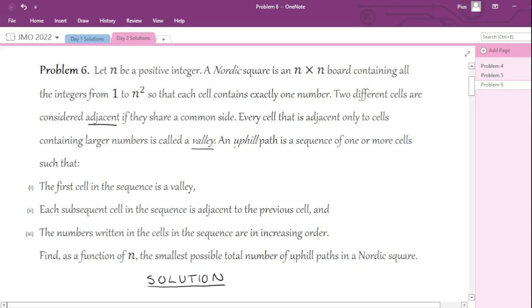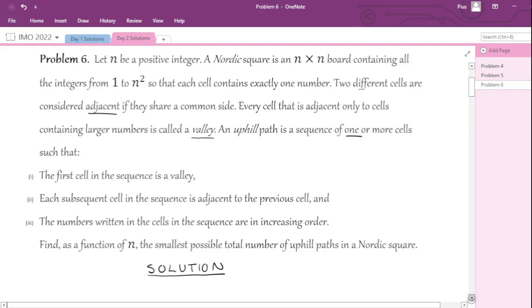Now we have an uphill path as a sequence of one or more cells, so it could be just one, where the first cell has to be a valley. Each subsequent cell in the sequence is adjacent to the previous cell, and the numbers written in the cells in the sequence are in increasing order. So the problem is to find, as a function of n, the smallest possible total number of uphill paths in a Nordic square.